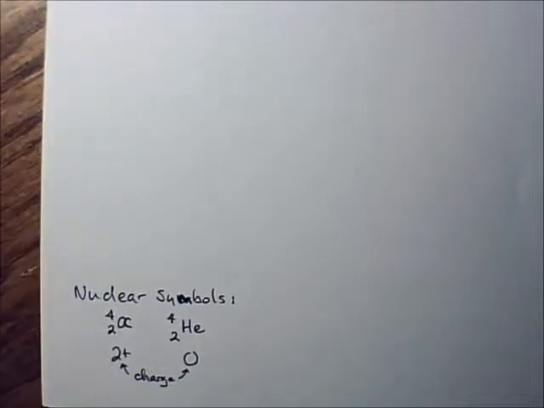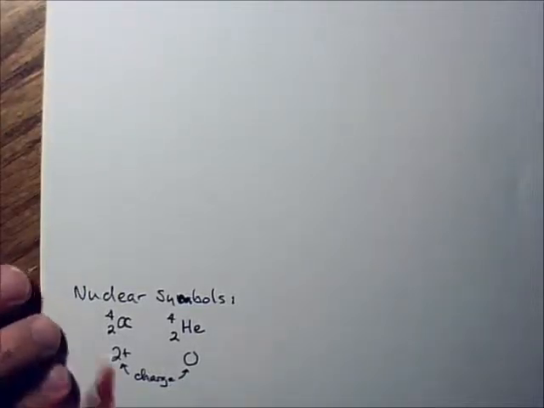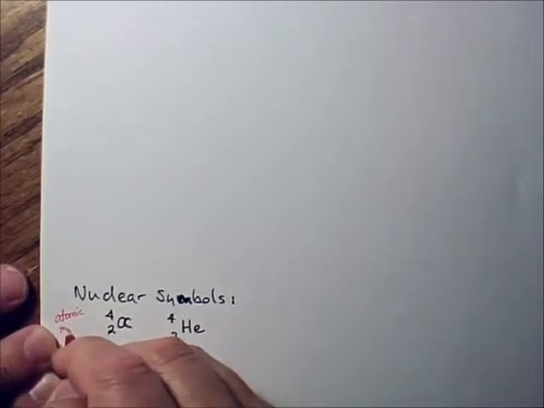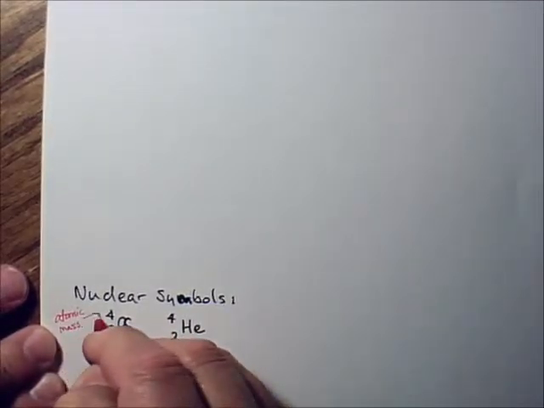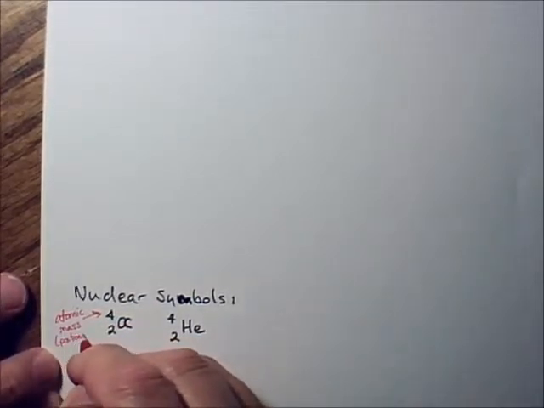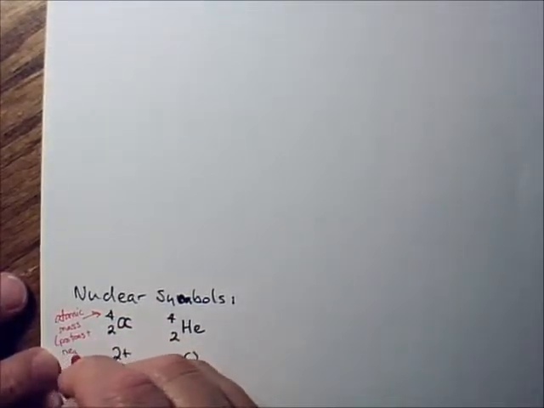Okay. The bottom number is the proton. And then the top one is the atomic mass. Right here. That's protons plus neutrons.